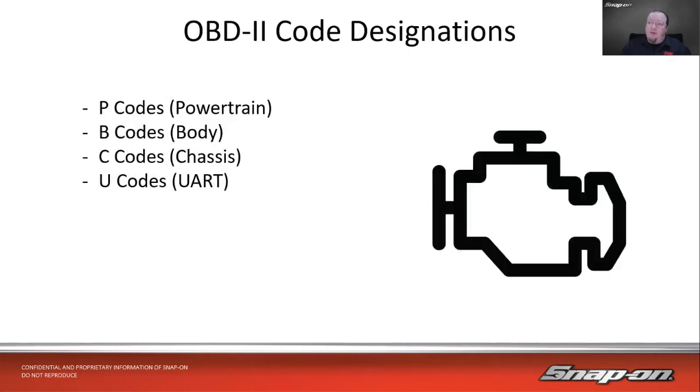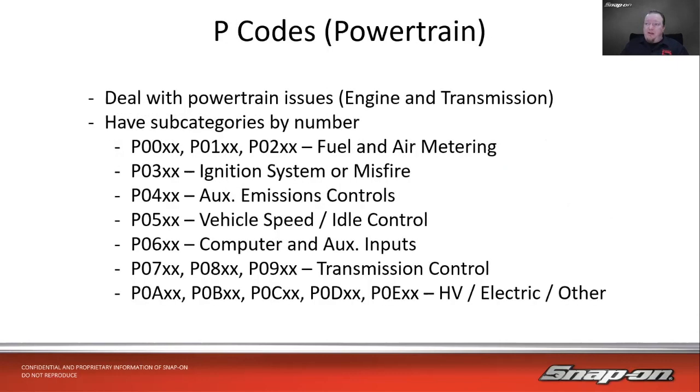And then for OBD2, the code designations. So we have P codes, which P stands for powertrain. We have our B codes, which stand for body, C codes, which stands for chassis, and then U codes, which stands for UART. And we'll talk about what that means in a minute. So P codes deal with powertrain issues, and these are going to be our most common codes that we're going to see. Engine and transmission, by and large.